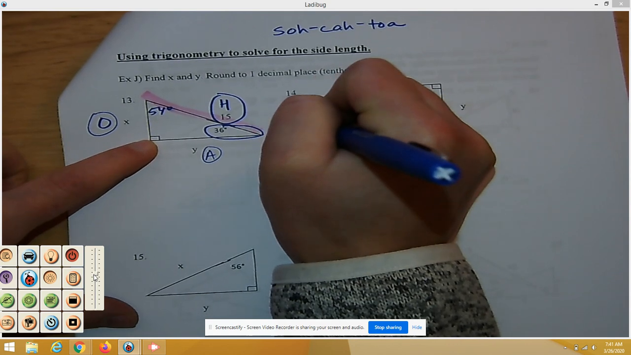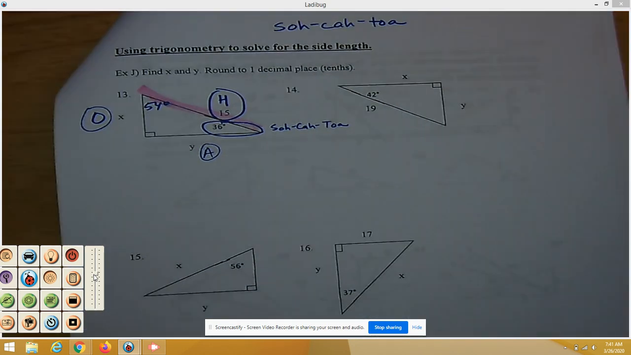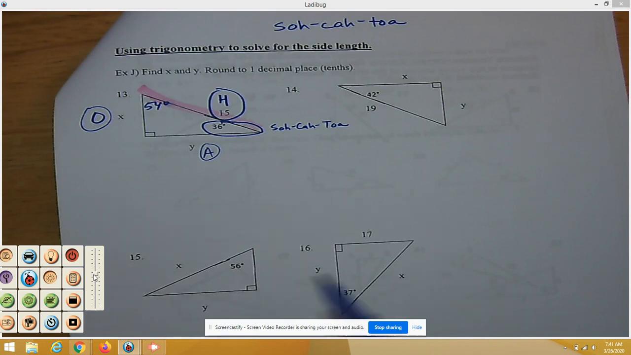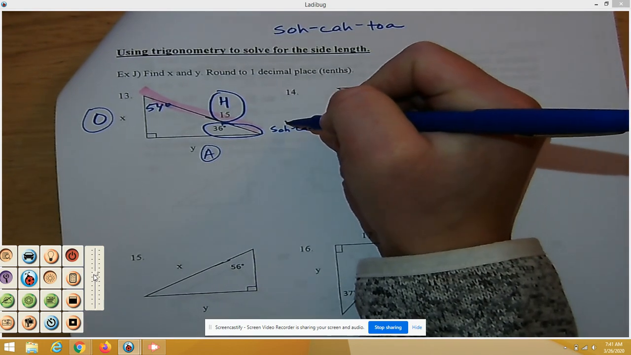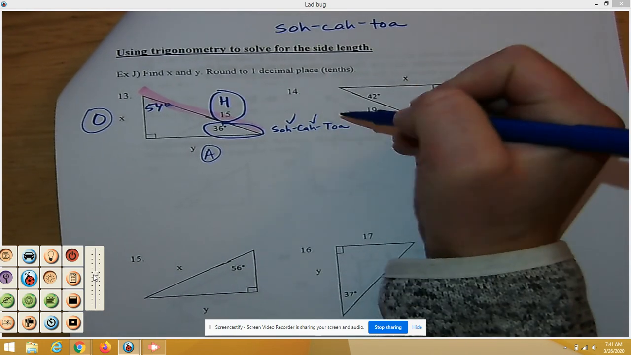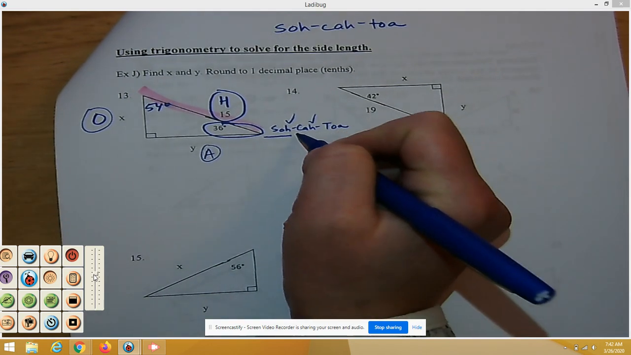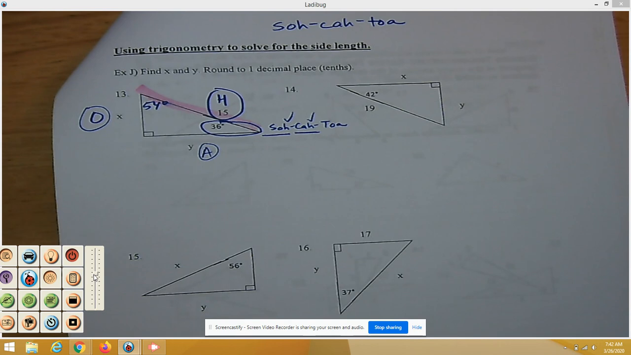So SOHCAHTOA. I have a variable side, and I have a side that I know. The side that I know is the hypotenuse. So watch what I'm going to do. I know the hypotenuse. Check. I know the hypotenuse. Check. Tangent doesn't have hypotenuse. So that means I'm going to do sine and I'm going to do cosine.